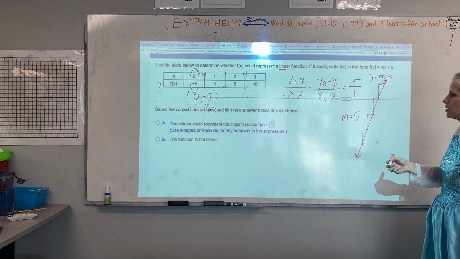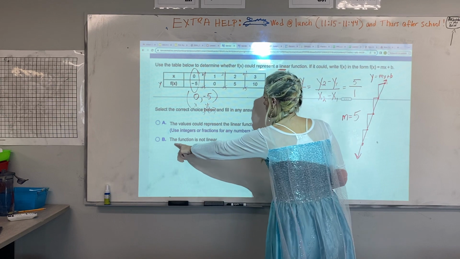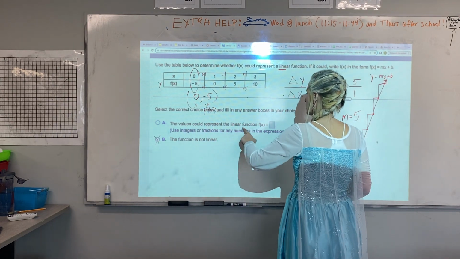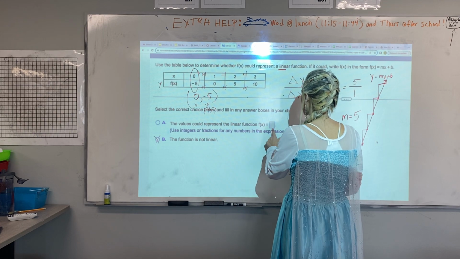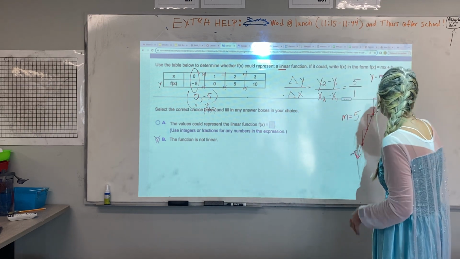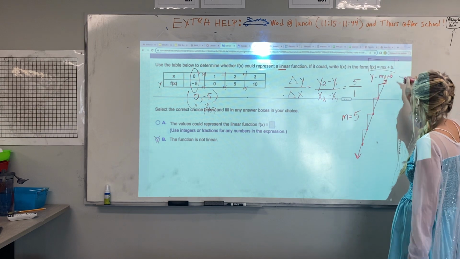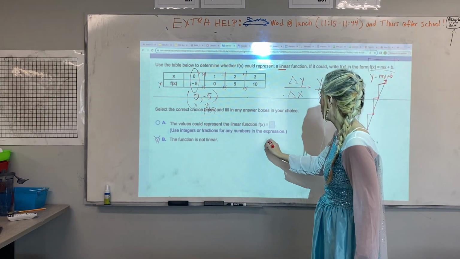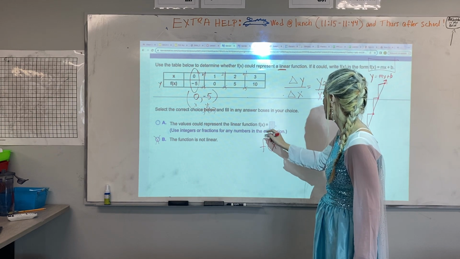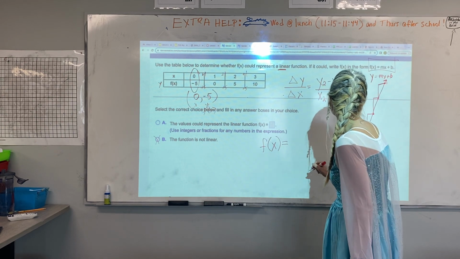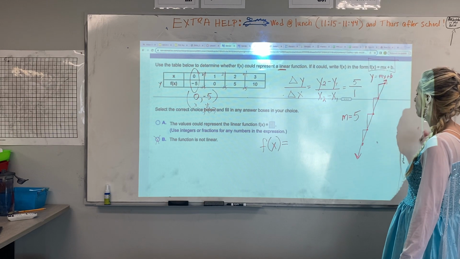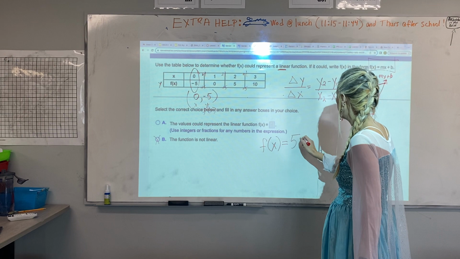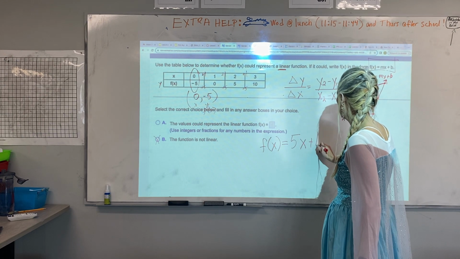Now that we've established that this function is not linear, that's not going to be correct. The values could represent the linear function. F of x equals what? Well, now we have to put it in our function notation. So you have to have f of x, which they give you here, equals, now we need mx plus b, but we've already figured out our m. Our slope is 5. So 5x plus b.